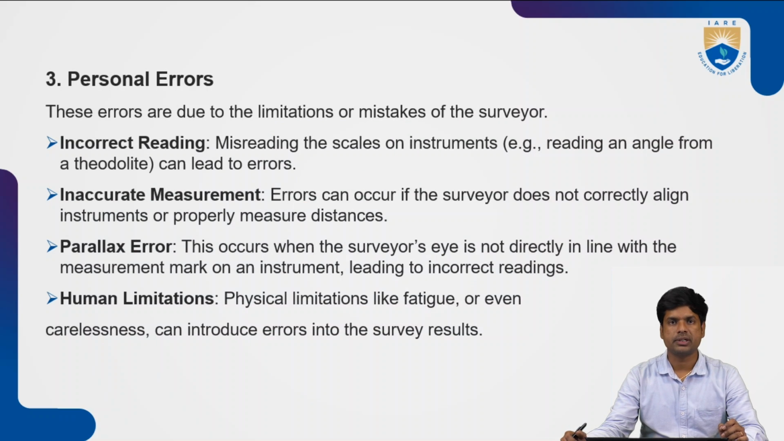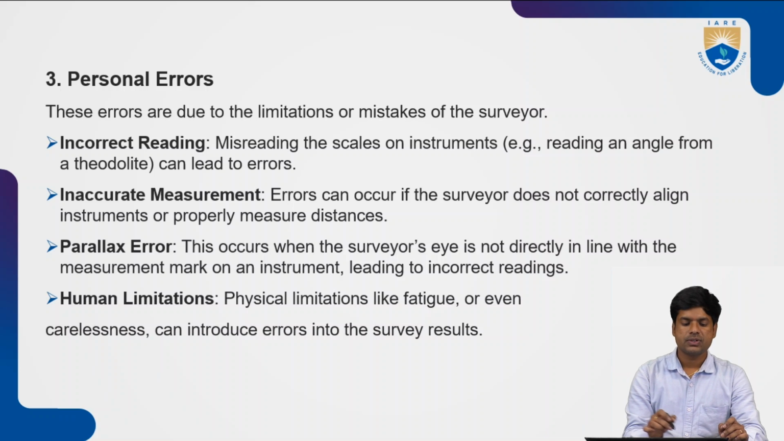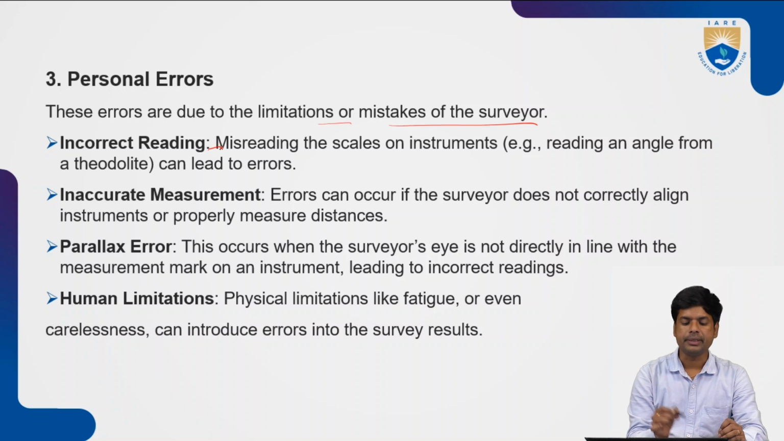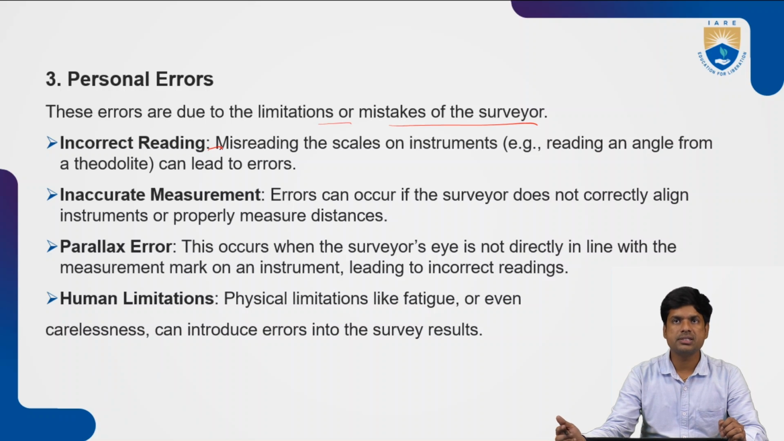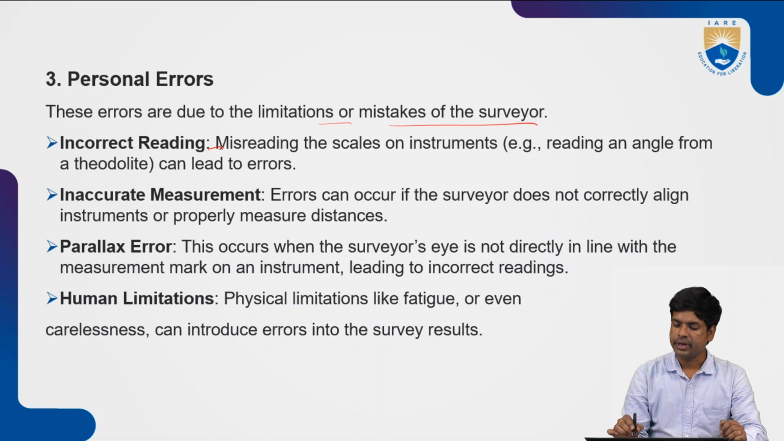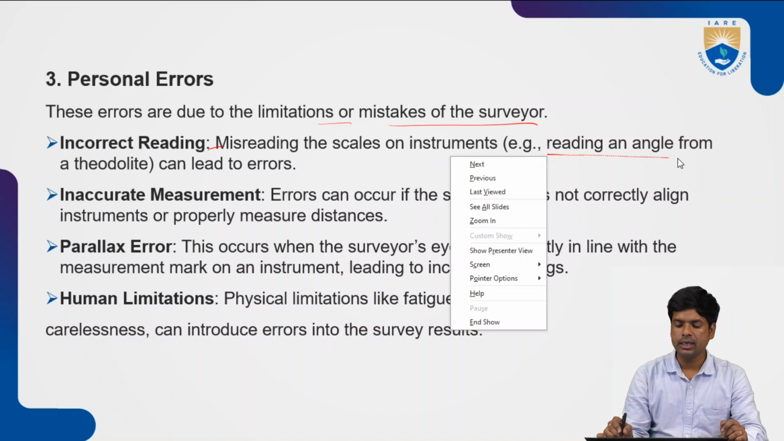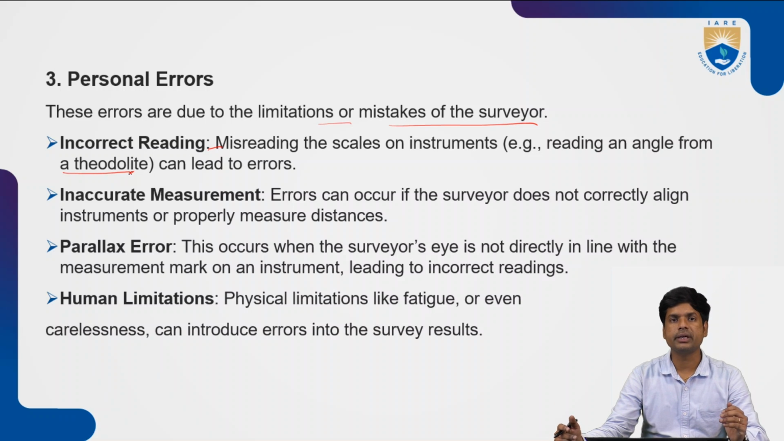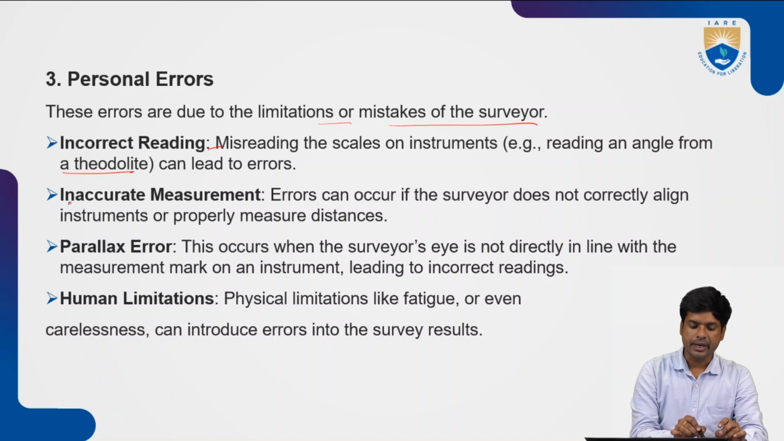Next type of error is personal errors. These errors arise due to the limitations or mistakes of the surveyor. Due to the mistakes of the surveyor, we are going to get this type of error. Incorrect reading, that is, misreading the scales on instruments. For example, reading an angle from the theodolite. If you read the values incorrectly, that is also a personal error. And inaccurate measurement.